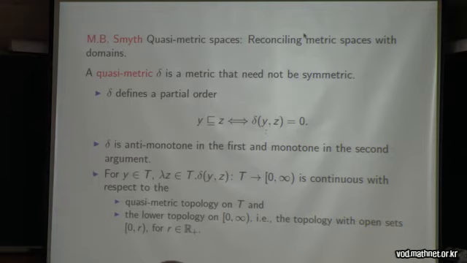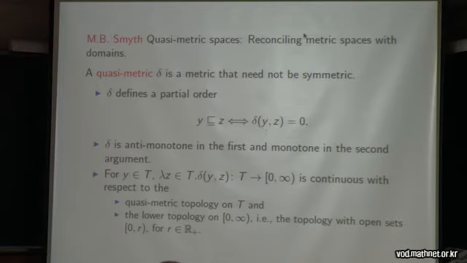There was Scott, who proposed domains, and there was Bakker, who proposed metric spaces. And then Mike Smith said, okay, let's bring these two schools together by using quasi-metric spaces, because metric spaces as well as domains are quasi-metric spaces. So what is a quasi-metric? A quasi-metric is more or less a metric, but it need not be symmetric.